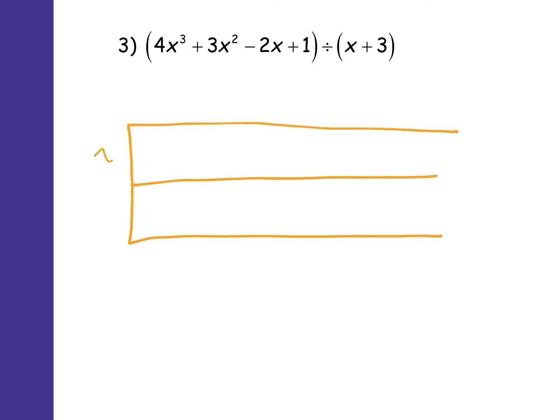Okay, so I've got x plus 3 again. Wow, I did a lot. We did a lot of x plus 3s. Okay, so now we've got 4x cubed. So what am I multiplying x by to get 4x cubed? 4x squared. Yeah, great. 4x squared. And 4x squared times 3 is 12x squared. Yeah. So what do I add to 12x squared to get 3x squared?